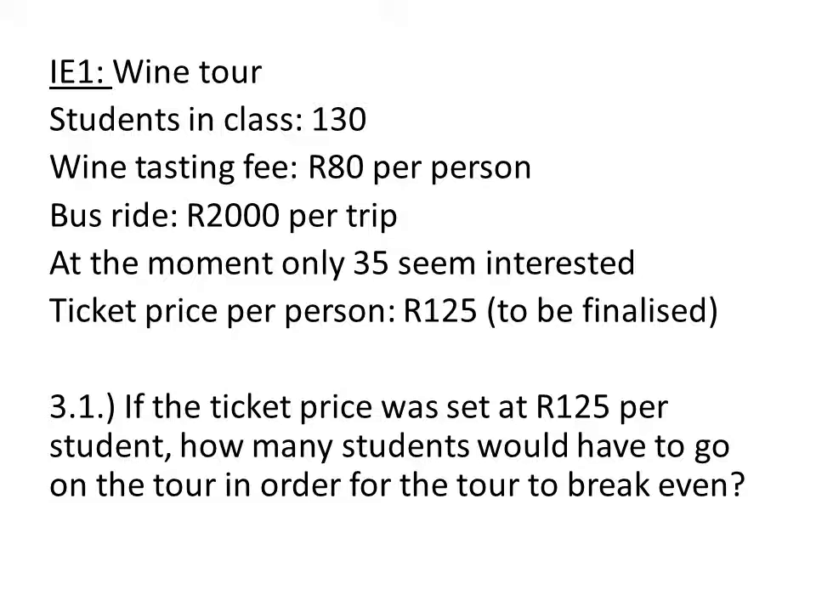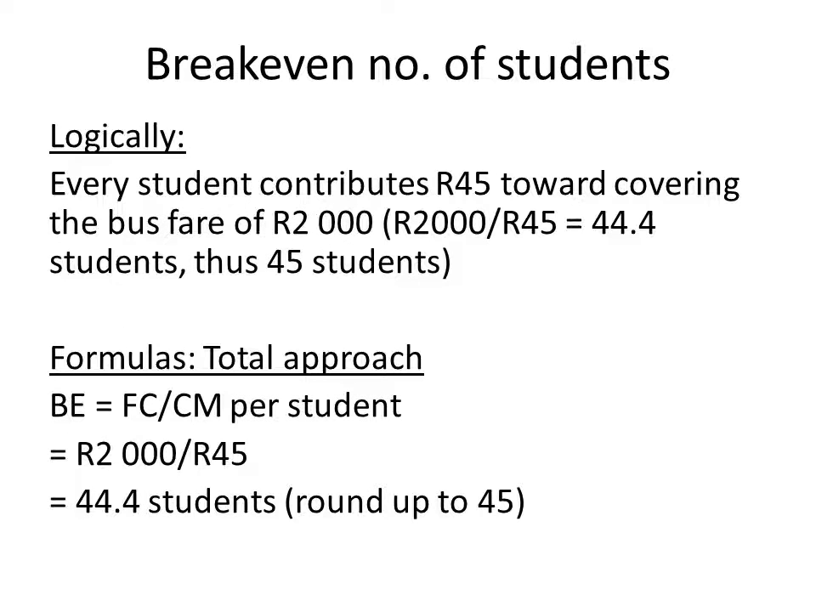So how many students do we need to contribute 45 Rand in order to cover the 2,000 Rand per trip? That's right. 2,000 divided by 45 is 44.4 students. Now we can't take 0.4 of a student on the trip, so we'll have to round it up to 45 students before we break even. There at the bottom we have the contribution, or the break-even calculation. Fixed cost divided by contribution per student equals 44.4, round up to 45.